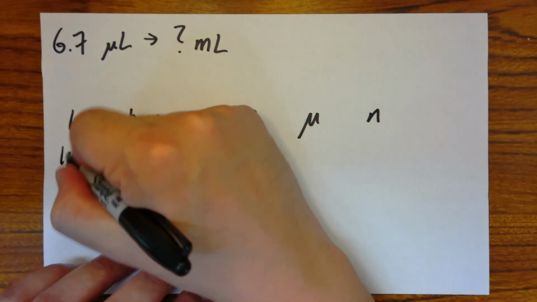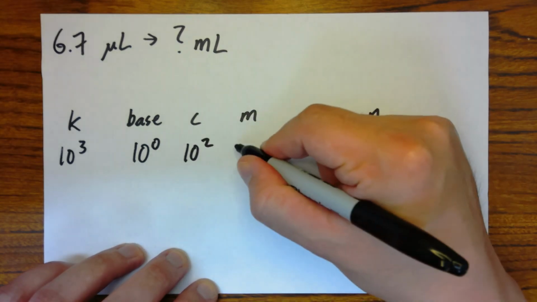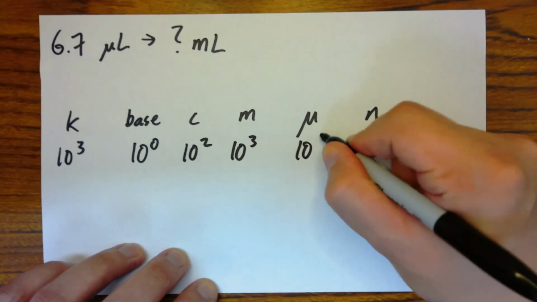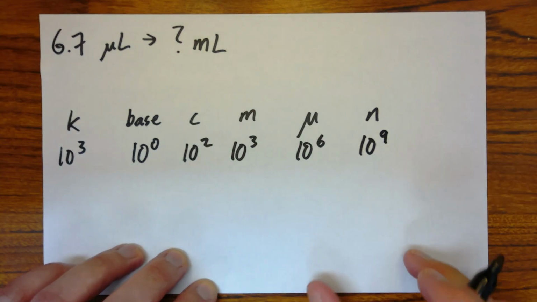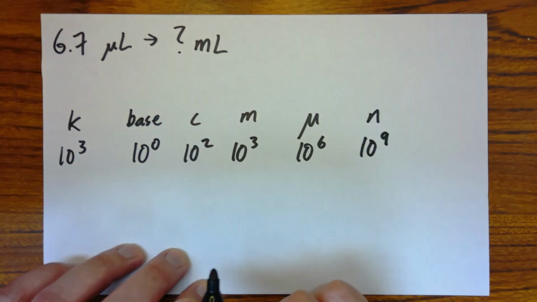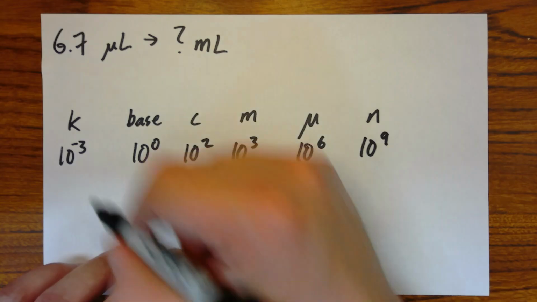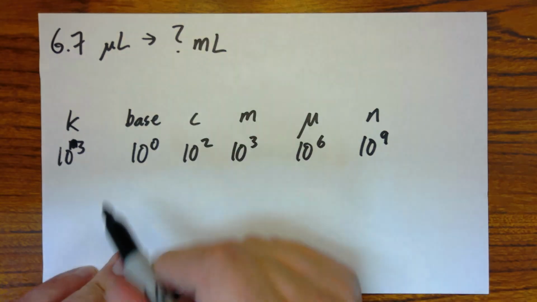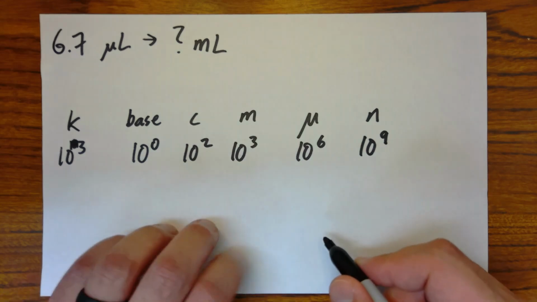Let's see, 10 to the 3, 10 to the 0, 10 to the 2, 10 to the 3, 10 to the 6, 10 to the 9. In terms of scale, if we're giving big numbers to small units, technically we would have to put a -3 for this kilo. But if you're used to giving the big number to the small thing, then it doesn't really matter. So a lot of people prefer to just not care about that negative exponent there. All right, now back to the problem.